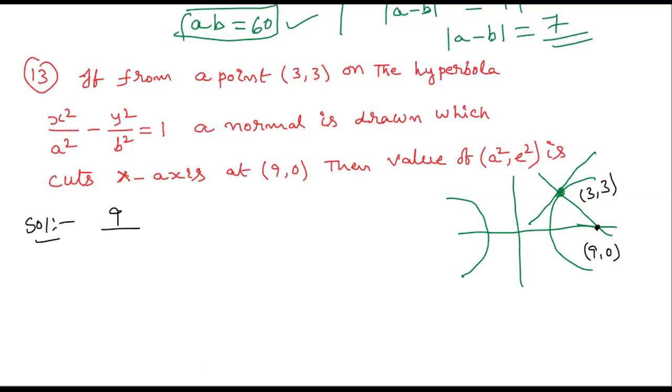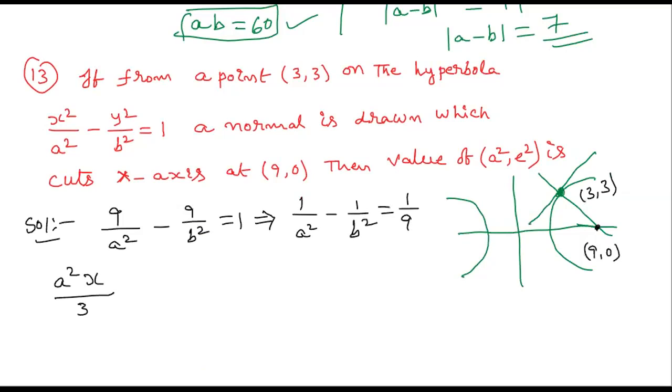Substitute, we get 9 by a square minus 9 by b square is equal to 1. Now this is small calculation. 1 by a square minus 1 by b square is equal to 1 by 9. So in this case we got like this. And what is the equation of normal to the hyperbola? Formula we already know: a square x by x1 plus b square y by y1 is equal to a square plus b square.